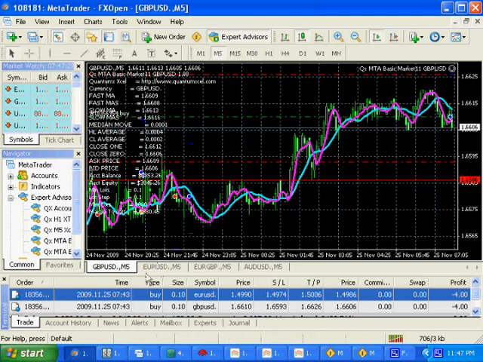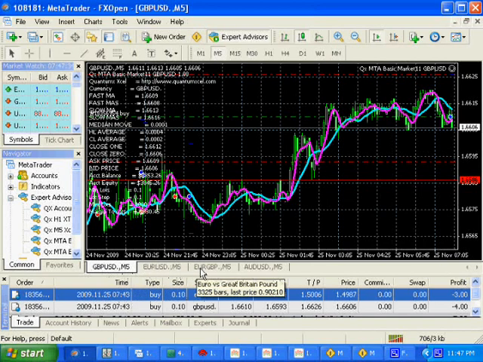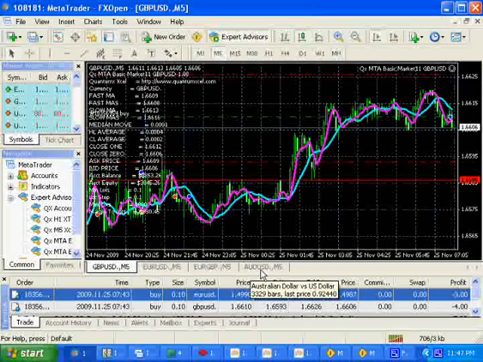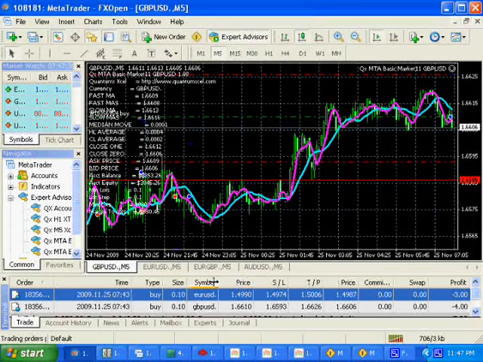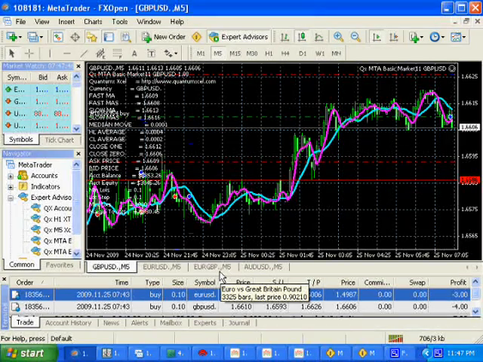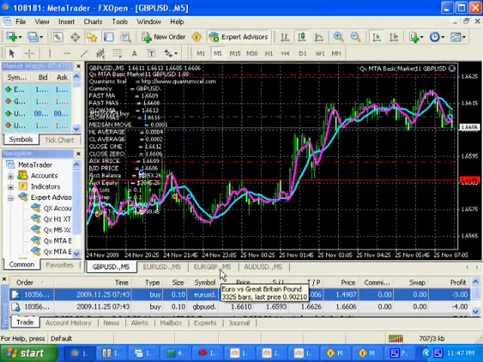We can see here I have the GBP/USD, the EUR/USD, the EUR/GBP, and the AUD/USD. Now, these are considered majors. This one is considered a cross pair, but it has in the past been quite lucrative in the way of pips that it moves.